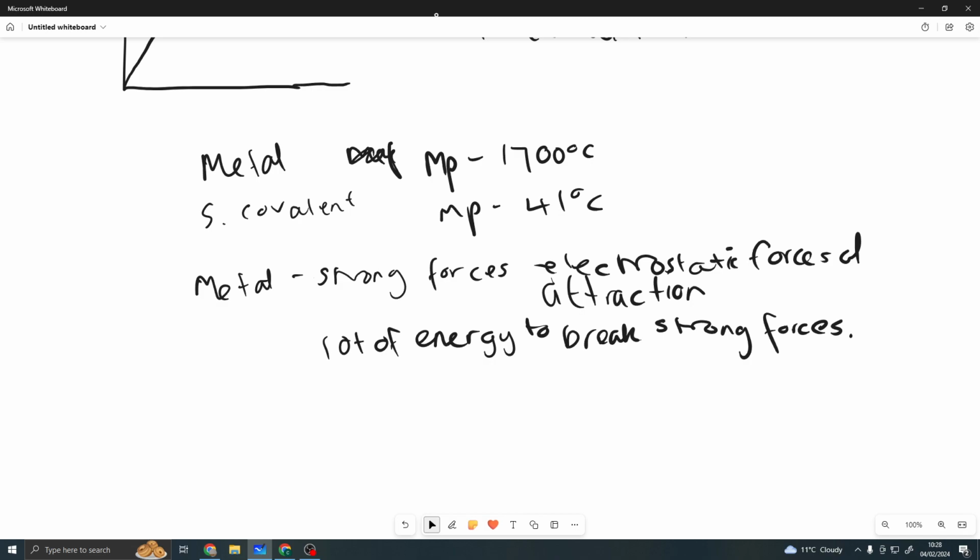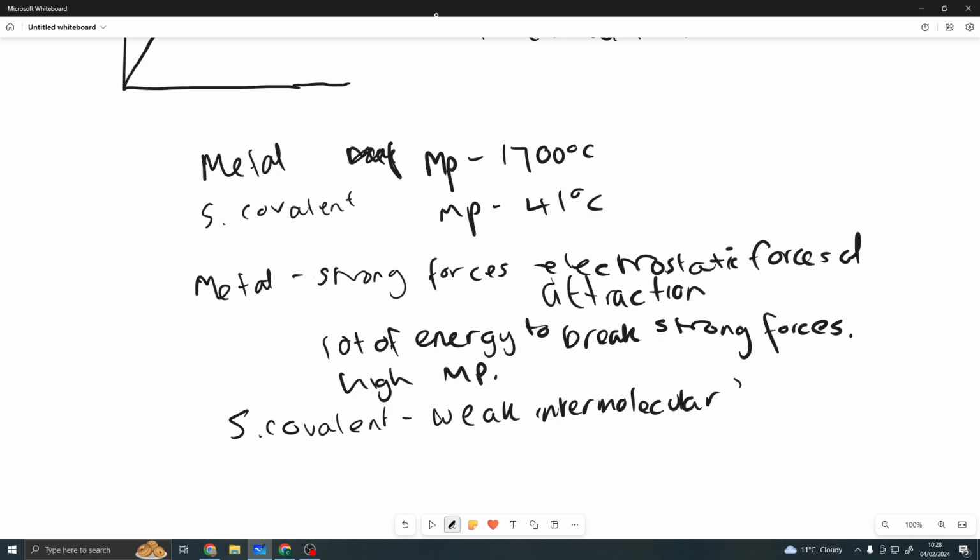Okay, so there's a lot of energy to break the strong forces, so it's got a high melting point. Now, in terms of simple covalent, on the other hand, it's got weak intermolecular forces. Okay, they're weak. Now, you don't even know the name of the intermolecular forces in simple covalent for GCSE, and you don't need to know it because there's lots of different ones. You don't need to worry about that. Just call it intermolecular forces.